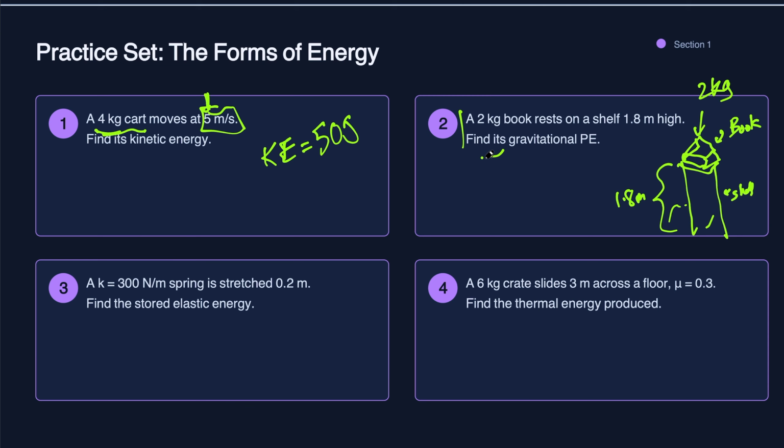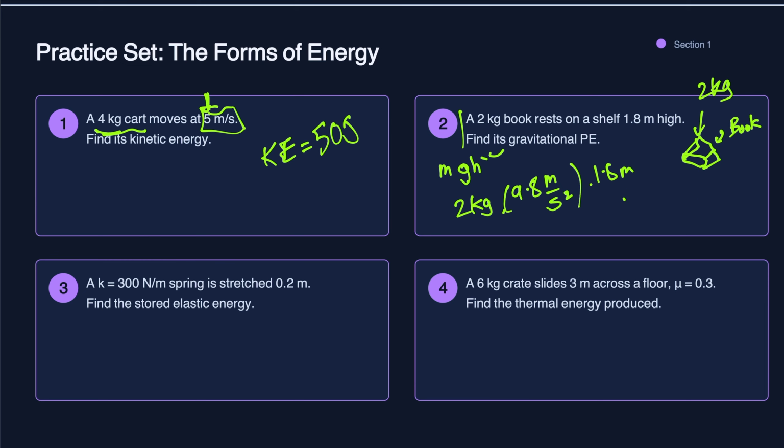That's equal to mgh, right? So m here, 2 kgs. G here, 9.81 meter per second squared. I'll just use 9.8. And that times 1.8 meters of height. So if you have your calculator out, which you should, right, you'll be getting 2 times 1.8 times 9.8, which is 35.28 joules.